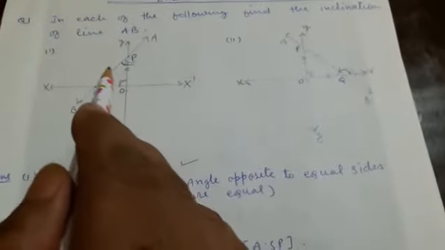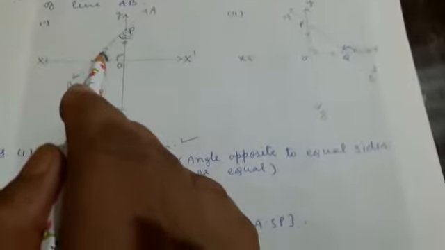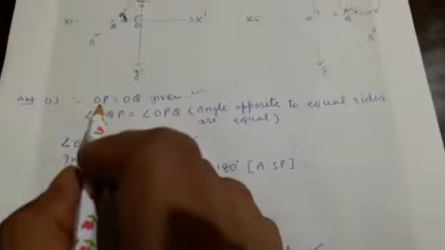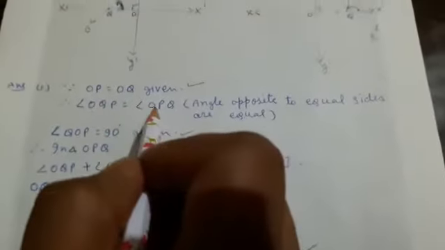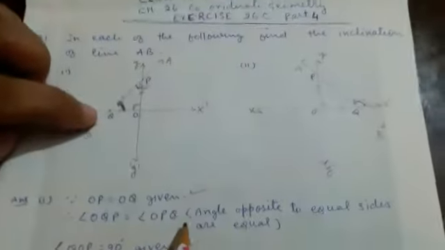We have to start moving from the x-axis to this line anti-clockwise. Mind it, remember it, we have to move anti-clockwise. Let us see the distance between the x-axis and this line. What is the distance between these two lines? It is given in the question that OP is equal to OQ, therefore angle OQP is equal to OPQ. This angle and this angle will be equal. Why? Because angles opposite to equal sides are equal, and this angle is already given as 90 degrees.